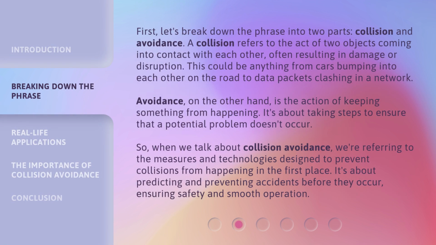First, let's break down the phrase into two parts: collision and avoidance. A collision refers to the act of two objects coming into contact with each other, often resulting in damage or disruption. This could be anything from cars bumping into each other on the road to data packets clashing in a network. Avoidance, on the other hand, is the action of keeping something from happening. It's about taking steps to ensure that a potential problem doesn't occur.